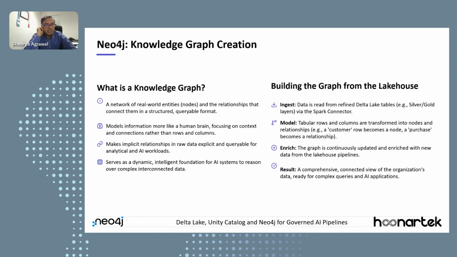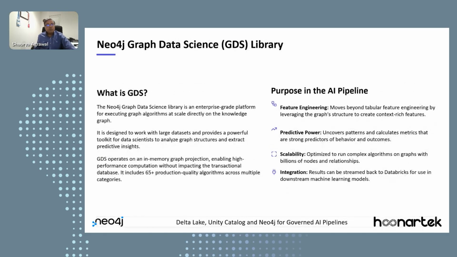Knowledge graphs. Knowledge graphs, we know on Neo4j, are the real world entities, nodes, and the relationships that connect them in a structured, queryable format. In Neo4j, it allows you to ingest, model, enrich, and the results are visible in a graph format.